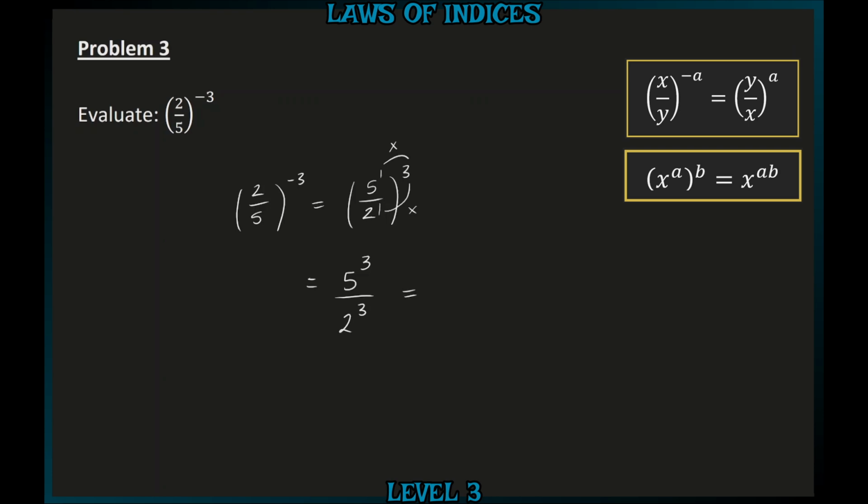Simplifying this further, 5 cubed is 5 times 5 times 5, which is 125, and 2 to the power of 3, 2 times 2 times 2, is 8. So our final answer is 125 over 8.